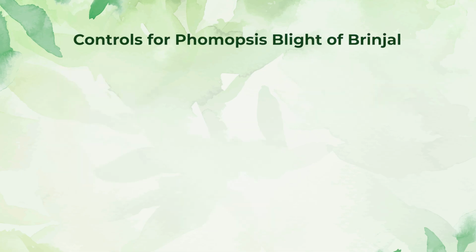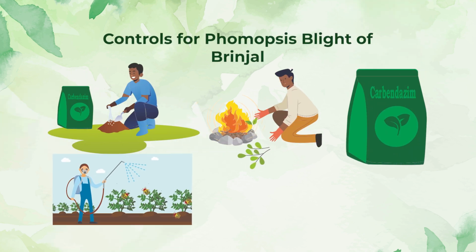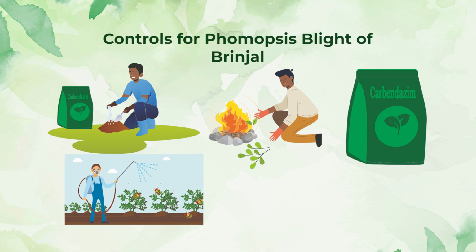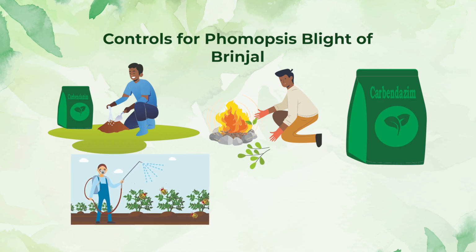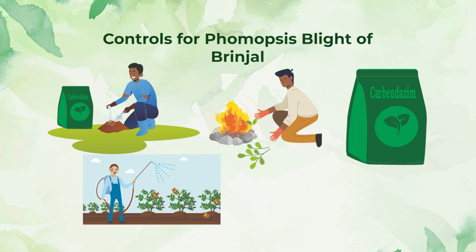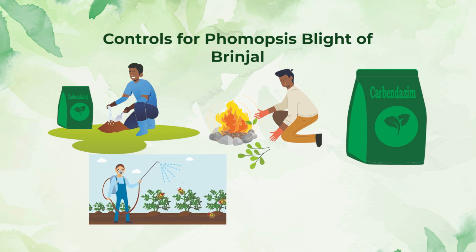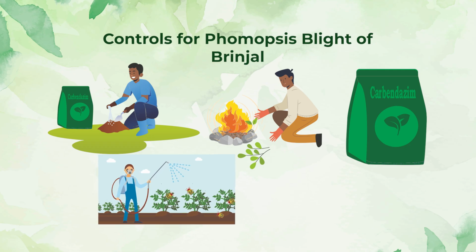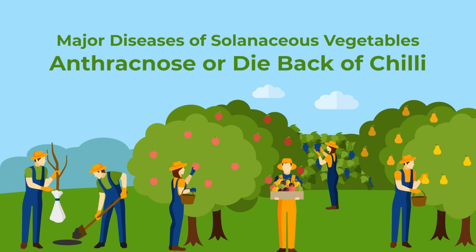Control. First, use disease-free seed material. Second, treat the seed with carbendazim 2.5 grams per kg of seed. Third, collect and burn the diseased twigs and plant material. Fourth, foliar spray with carbendazim 0.1% or 0.15% carbendazim plus mancozeb in approximately 1.5 grams per liter of water is found to be effective.